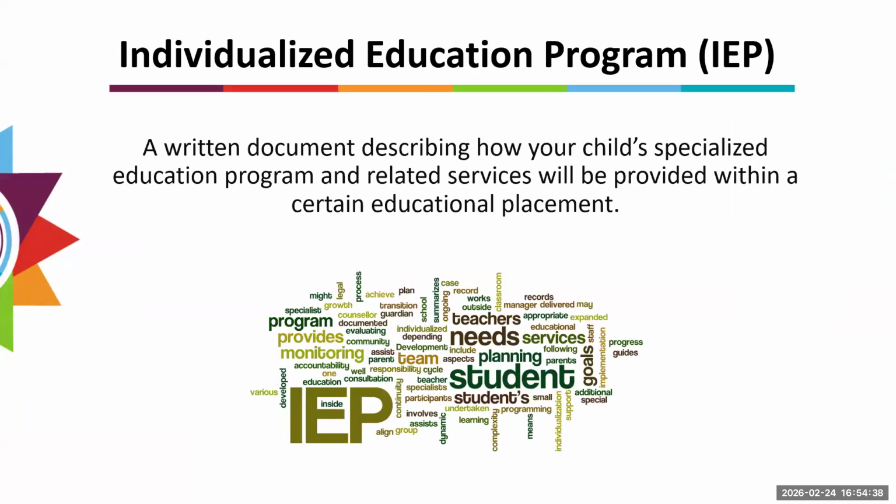What is an individualized education program? So the IEP is a written plan that explains how a student with a disability will receive special education and related services. It covers academic, non-academic, and extracurricular areas. The IEP supports the whole child, not just their schoolwork.